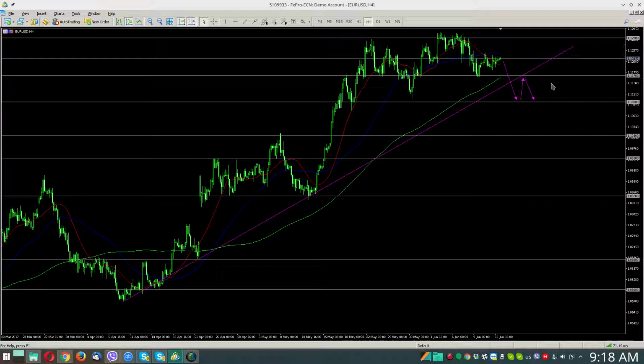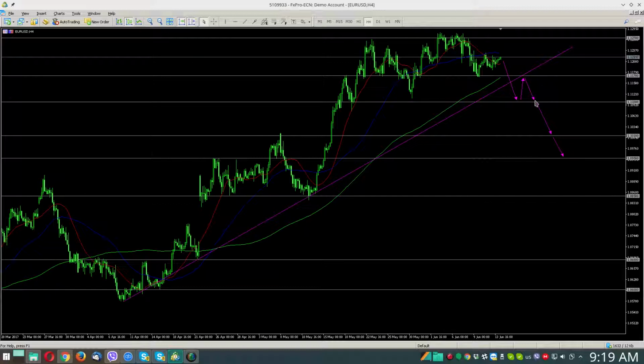Okay, the first position will take profit at this level here at the 111, and the second position will have a take profit at the next level of support down here, and the third will have a take profit at the next level of support down here.